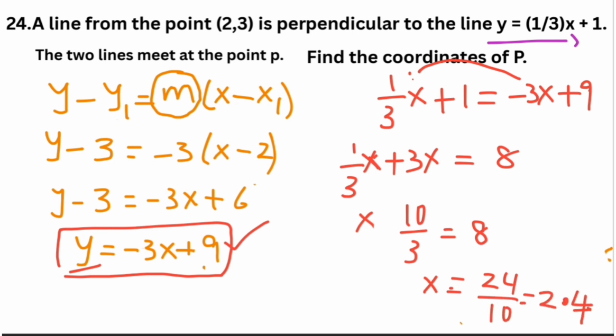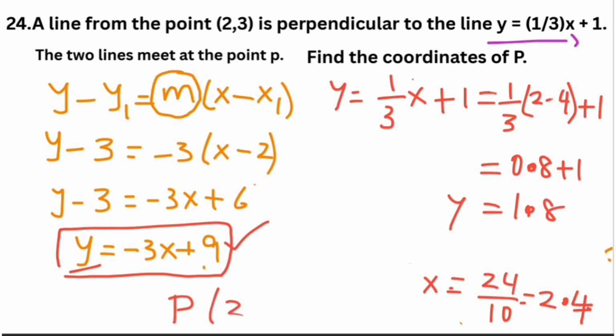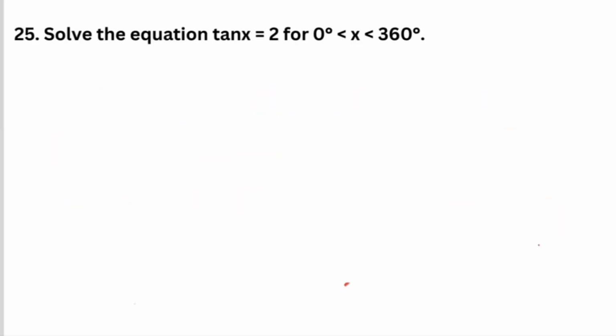Now we have to substitute this x point in y. We are going to get our y point. 1/3 of x, what is x? 2.4, plus 1. 2.4 divided by 3 gives 0.8. 0.8 plus 1 gives 1.8. So the point P is 2.4, 1.8. Let's go over the next question.